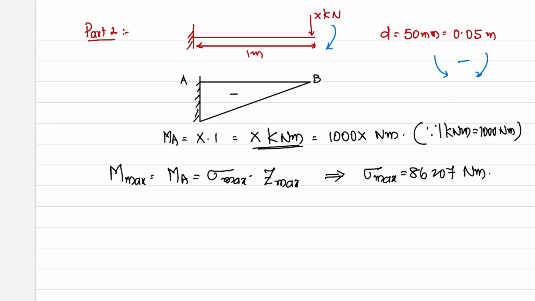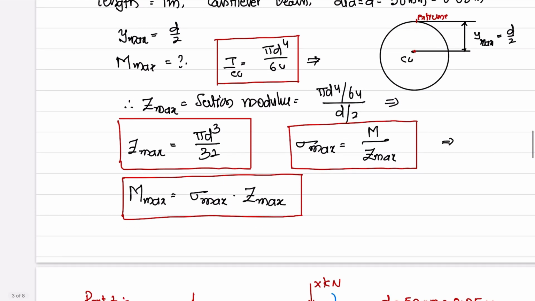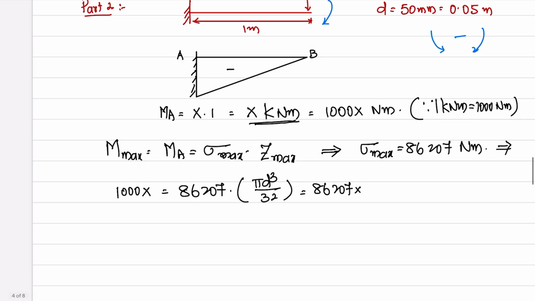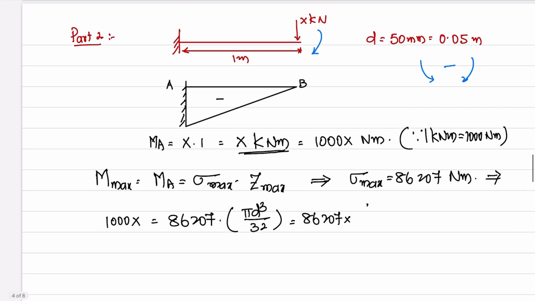Now, sigma max is known. From this equation, M max is equal to 1000 x, is equal to sigma max, which is 86207, and Z max, where Z is equal to pi d cube by 32. That is equal to 86207 into, what is pi d cube? Pi into 0.05 cube by 32.